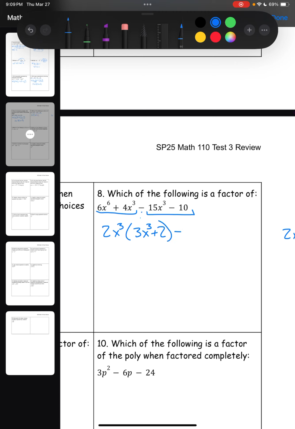Then we can take out a negative 5, leaving us a positive 3x to the 3rd, plus 2. So what we have in common here is 3x to the 3rd plus 2 times a 2x to the 3rd minus 5. All right, that is the final one for this video.